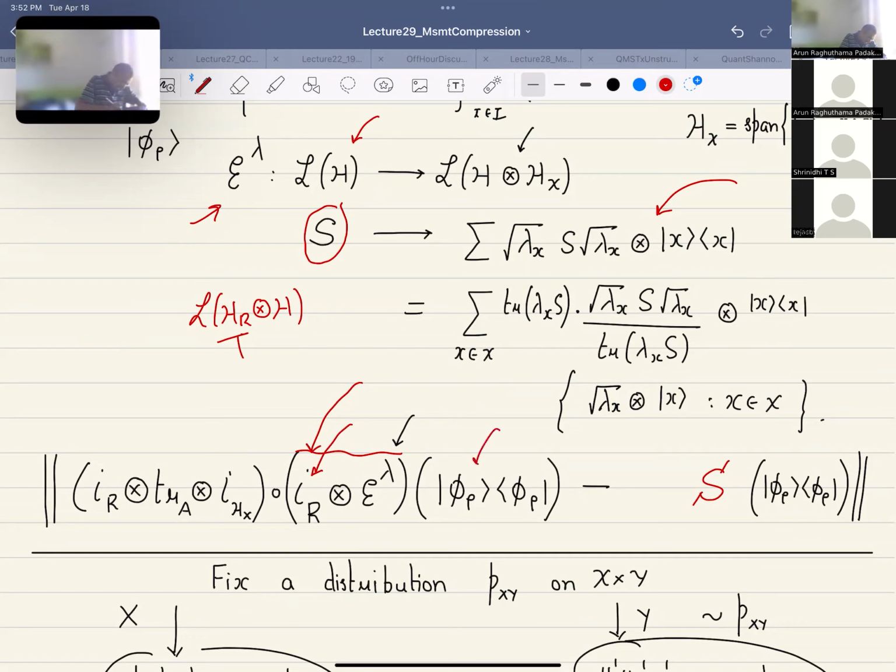Phi rho is living inside the reference space. So phi rho is a purification. So this is a density operator living in H_R tensor H, and I_R tensor E_lambda is operating on this space.